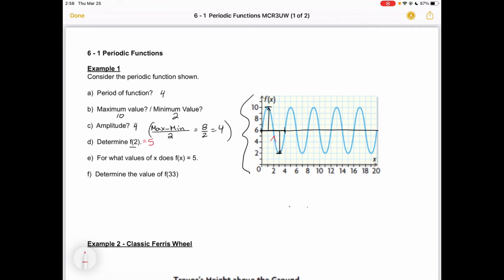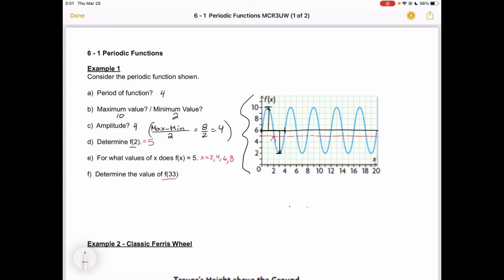And then for e, I'm looking for what values of x does f at x equal 5. So that means that I'm going to look really at a horizontal line of y equals 5 all the way across here, because what I see is that there are lots of different values. So it happens at x equals 2, but it also happens at x equals 4, at x equals 6, and then at x equals 8.